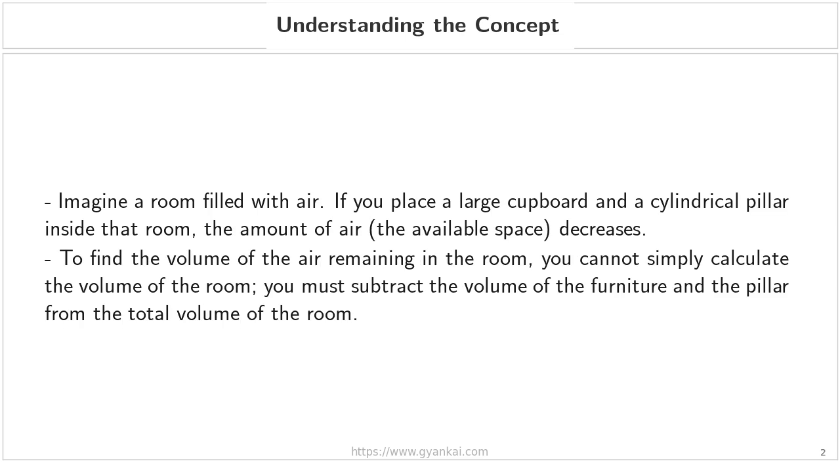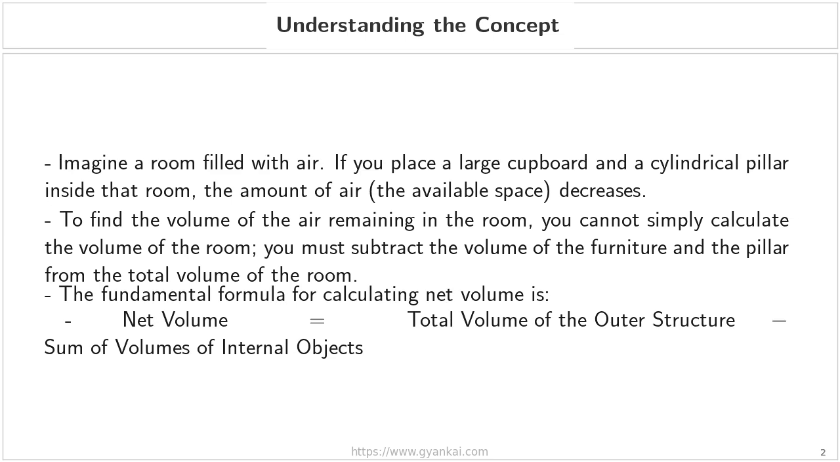Because of this, if you want to find the volume of the air remaining in the room, you can't just stop after calculating the volume of the room itself. You have to account for those new objects. You must subtract the volume of the furniture and the volume of the pillar from the total volume of the room. This brings us to the fundamental formula you'll need to use for all these types of problems.